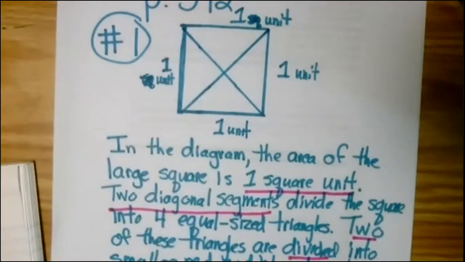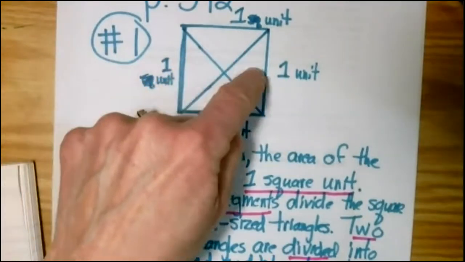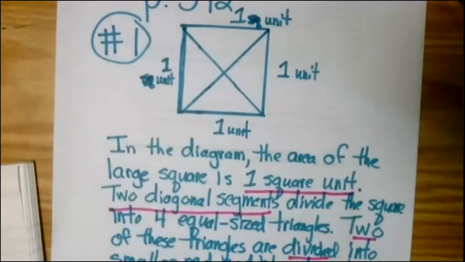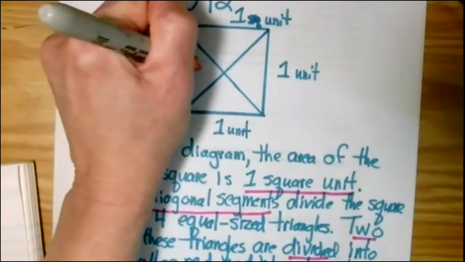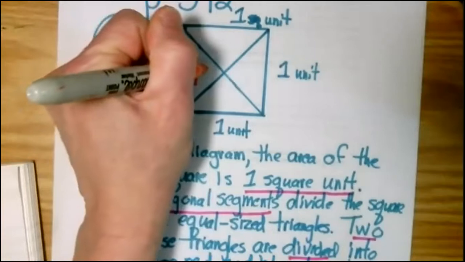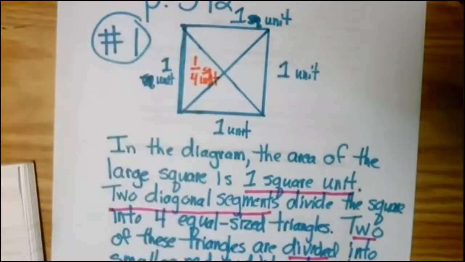Well, if the whole square is 1 square unit, how many triangles do we have? 1, 2, 3, 4. So if we've divided this into equal sizes, wouldn't you say that the area of 1 triangle is 1/4 of a square unit? Okay, keep going from there.